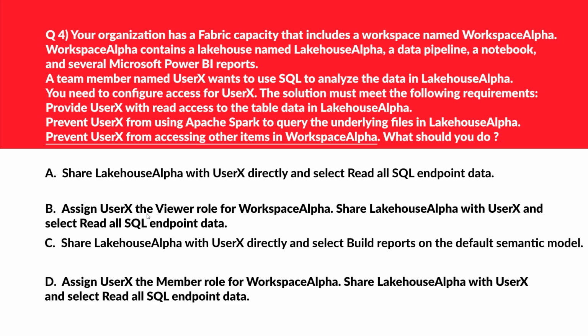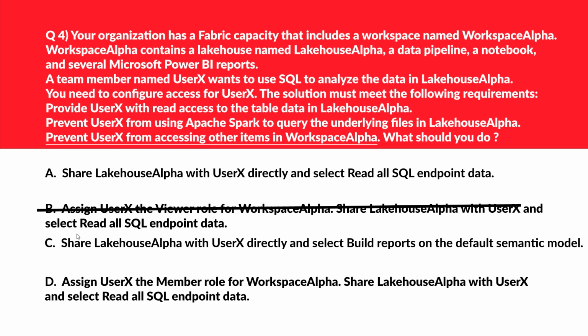B says assign user X the viewer role for workspace alpha, share lakehouse alpha with user X and select read all SQL endpoint data. This option grants user X access to all items in workspace alpha, which violates the requirement to prevent access to other items. Therefore, wrong answer. Let's move to option C. C says share lakehouse alpha with user X directly and select build reports on the default semantic model. This option does not provide the necessary read access to the table data in lakehouse alpha. So incorrect choice. Let's move to option D.